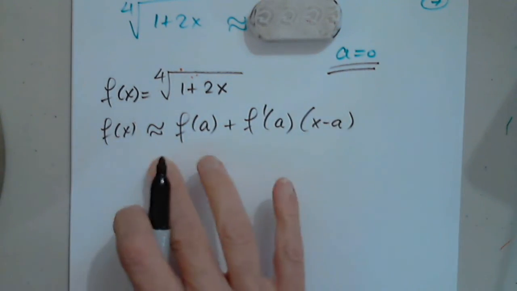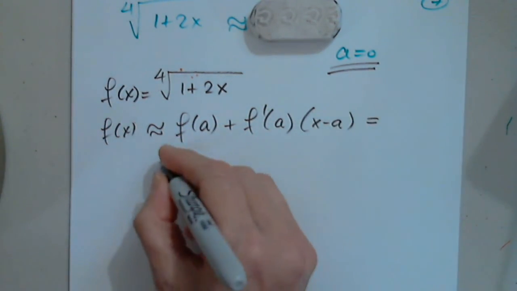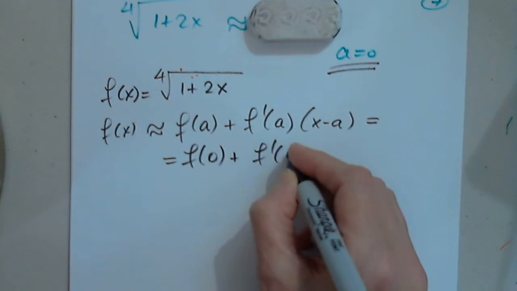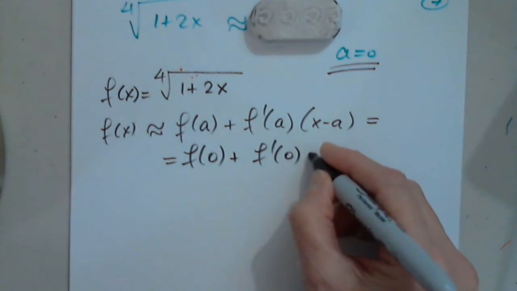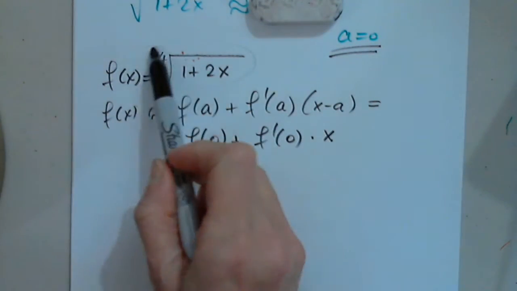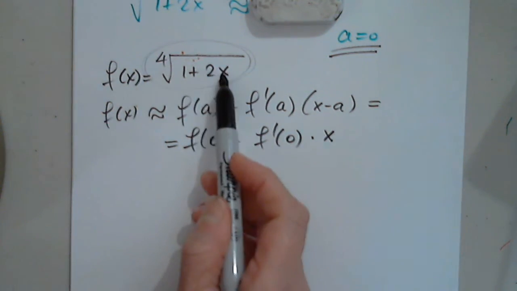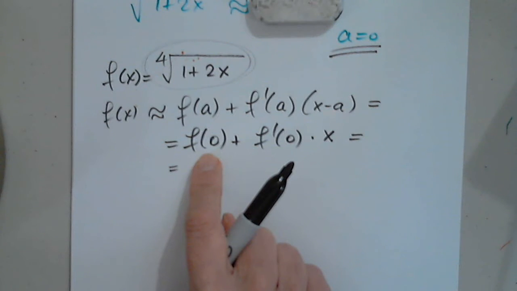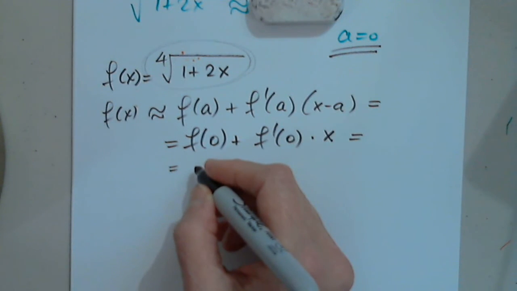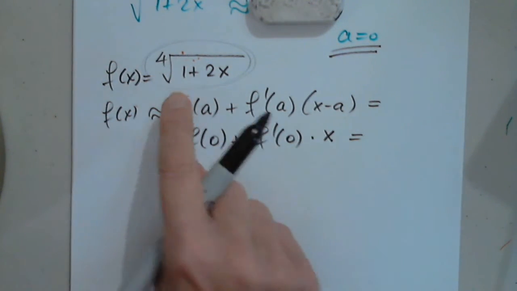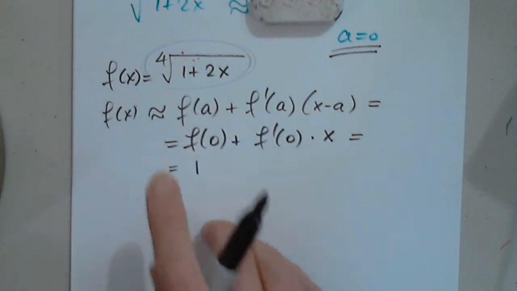I wanted to show the definition first. And now I'm replacing it by 0. F of 0 plus f prime of 0 times x minus 0. I'm just going to say times x. This is our function. When I plug in 0 here, what do I get? One. Excellent. Now I have to plug in f prime, but I don't have f prime yet. So let's determine f prime.